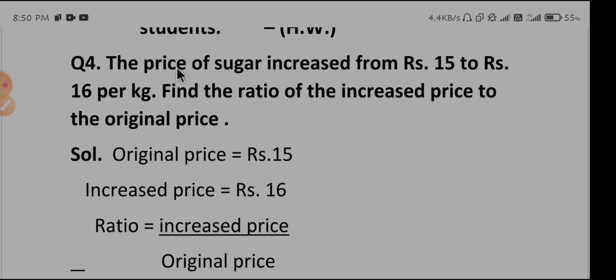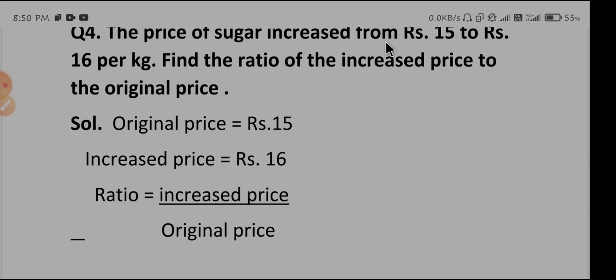So original price and increased price. The price of sugar increased from rupees 15 to rupees 16 per kg. मतलब पहले प्राइस कितना था 15, उससे कितना बढ़ गया 16 per kg. Means original price, the first price, was rupees 15, and what was the increased price, जो बढ़ने के बाद कितना हो गया, rupees 16. So we have to find the ratio of increase to original price.